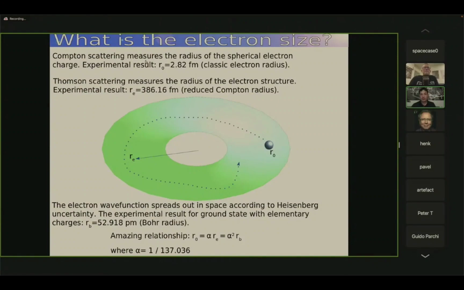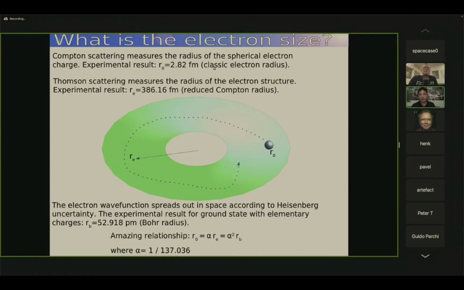So Compton scattering measures the radius of a spherical charge, and this can be calculated according to the Klein-Nishina formula. So the experimental result from Compton scattering experiments is that this electron has a spherical charge with 2.82 femtometer radius. And this is called in physics the classic electron radius.